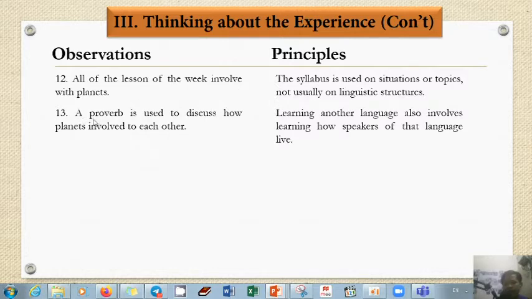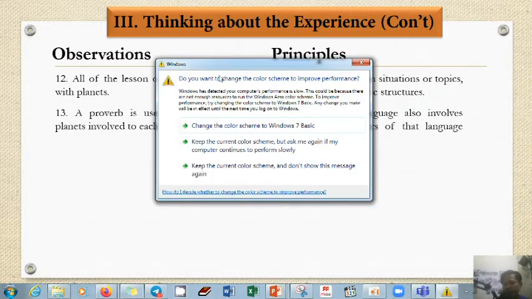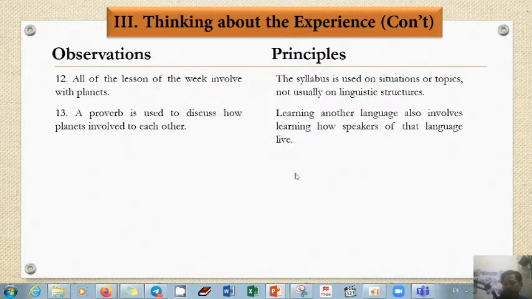And the last one, we can use a proverb to describe how planets are involved with each other. I can create a proverb for my students, that we can say every planet in the universe is important, very important, like the moon, sun, and any planet as well. Learning another language involves learning how to speak that language live. Yeah, we use a proverb to improve speaking and thinking as well.